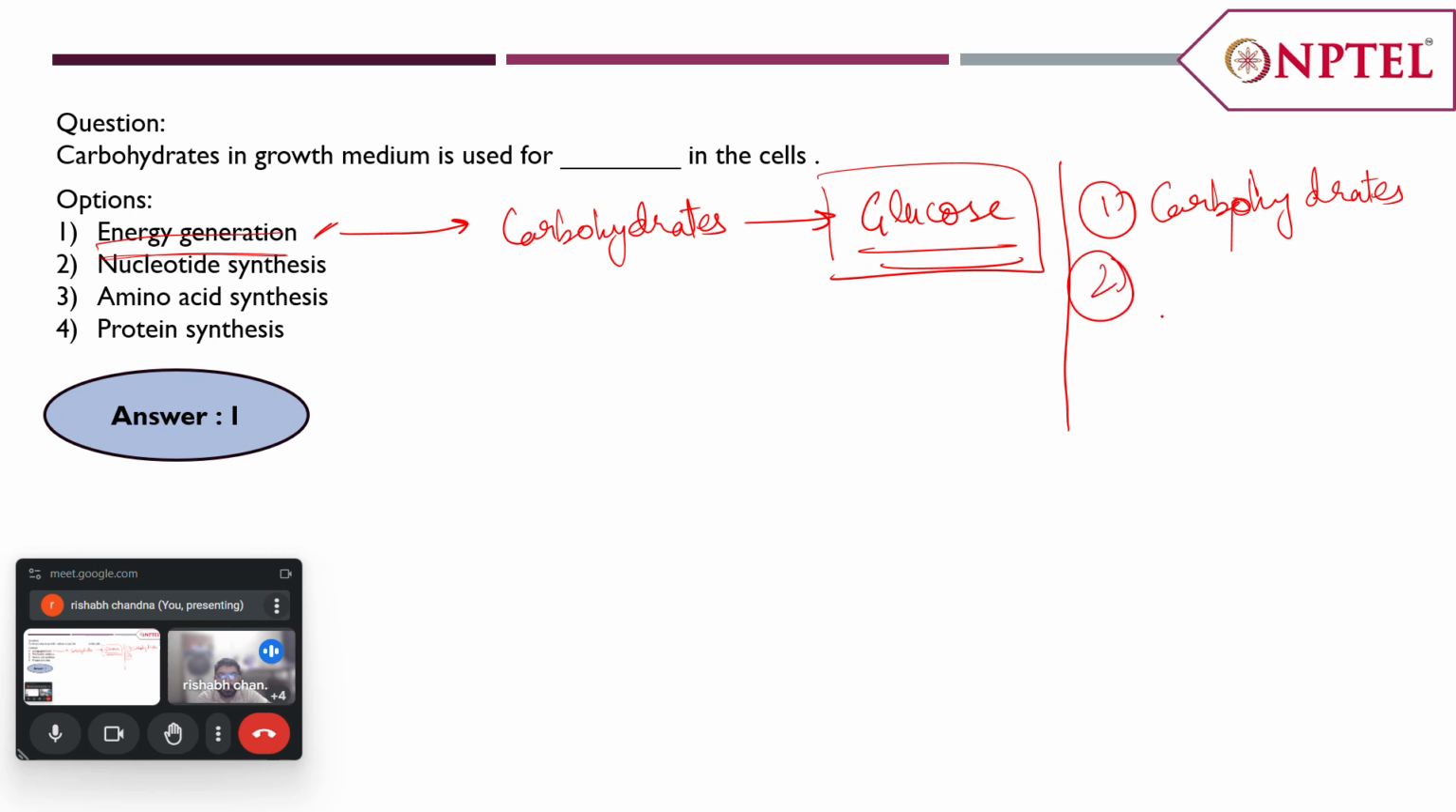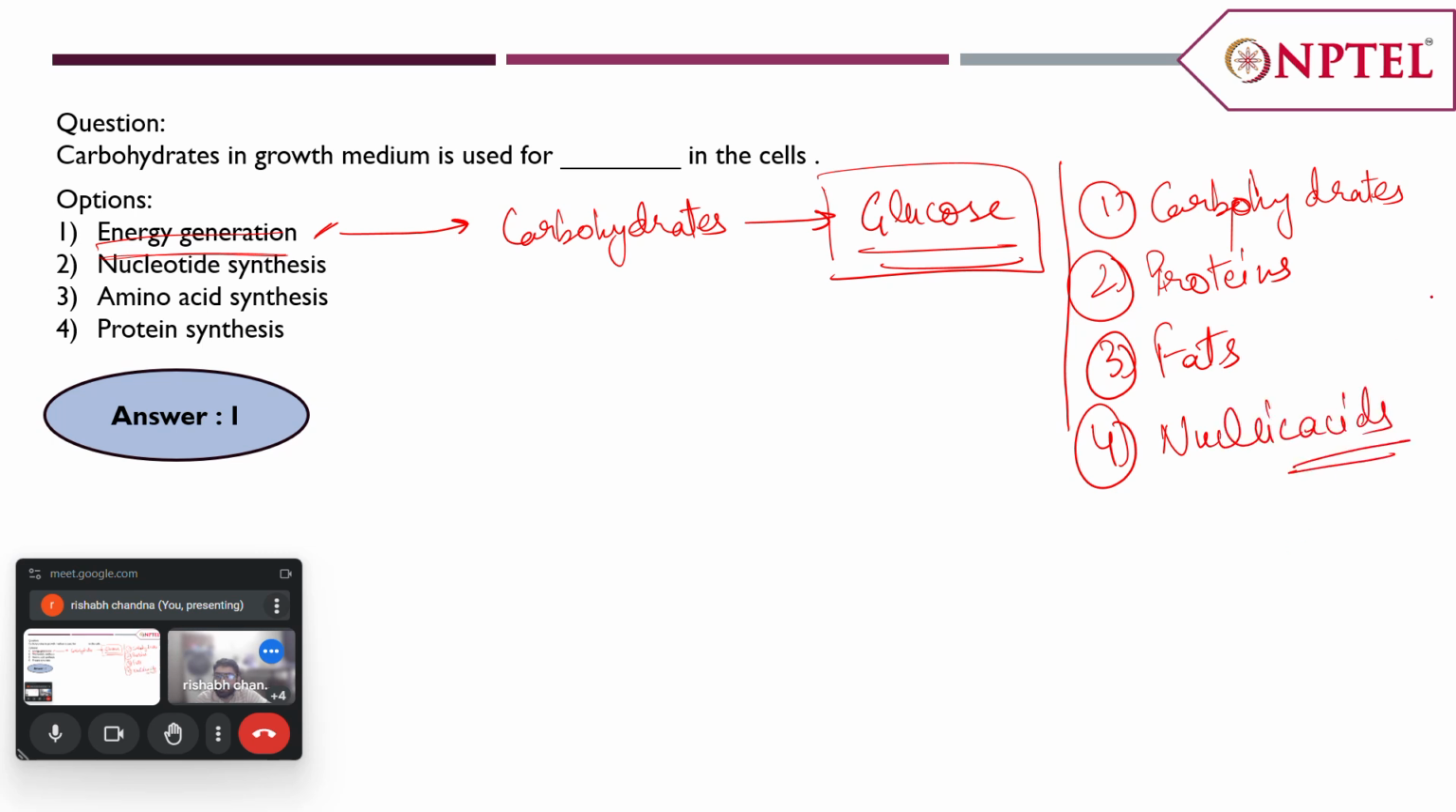Then moving on to proteins, followed by fats, and the last one comes is nucleic acids. So this is the energy retrieval process. First, the energy is retrieved from the carbohydrates, followed by proteins, followed by fats. So this is the path that is taken by our body for energy generation.